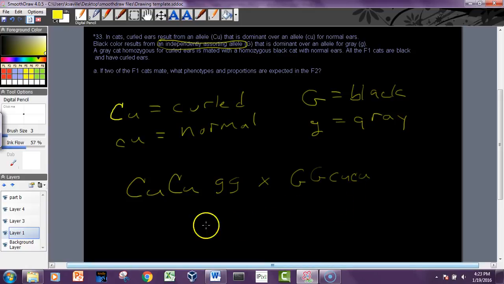So it looks a little different now that we've got that going on. Then what do they want to know? We already know all the F1s are black and curled ears. That's the F1. Well, we could have told you that, right? Now, one thing I did here that is not good is that I switched the order of these things. It's really a good idea to keep the order the same. So let's do that.